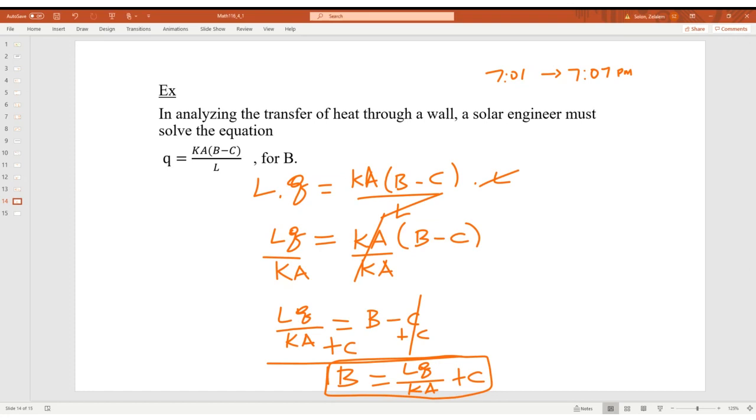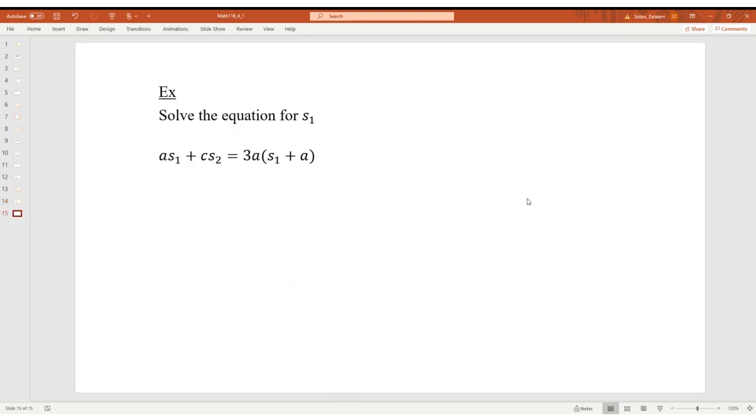Now let's go to the last one. The last one is a little bit complex, so I'll give you more time. This is the last example I have. Solve for S1. So you have S1, S2, and variable A and variable C. All of them are in small letters. Now solve for S1. I'll give you a hint: distribute. Get rid of this and distribute the 3A. That's the hint. We'll come back after 6 minutes, at 7:50.